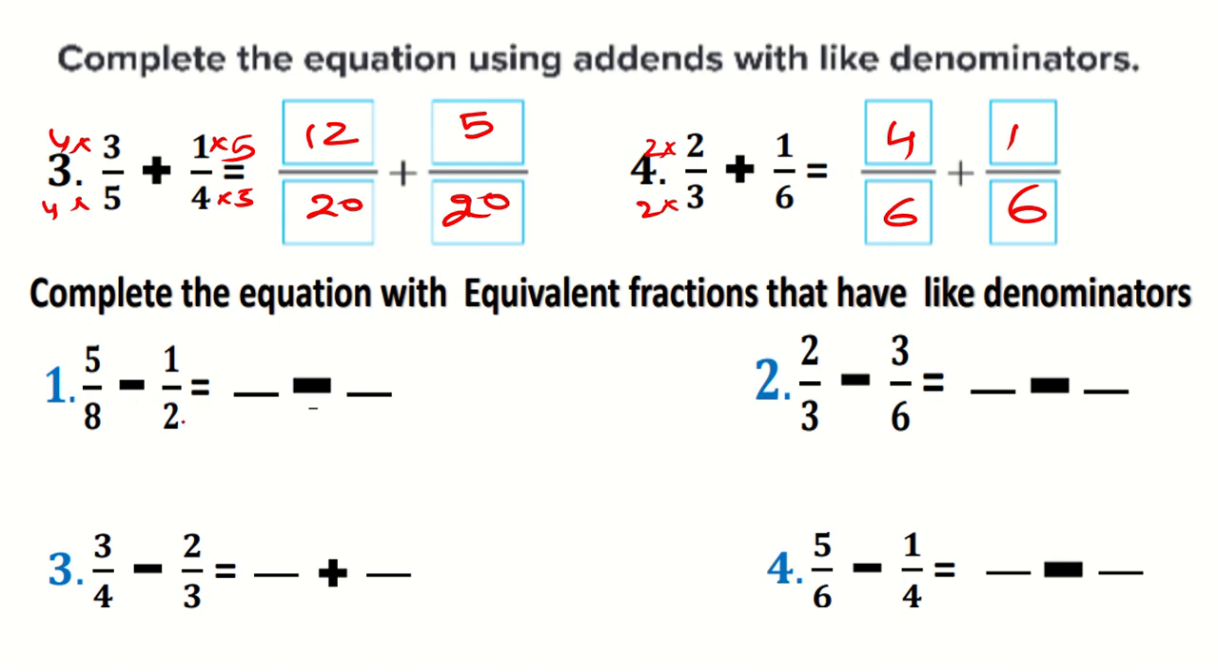Same for the subtraction. Multiply by 4, multiply by 4. So this is 5 over 8 as it is. 1 multiply 4, 4 and then here comes 8. Same for all these questions.